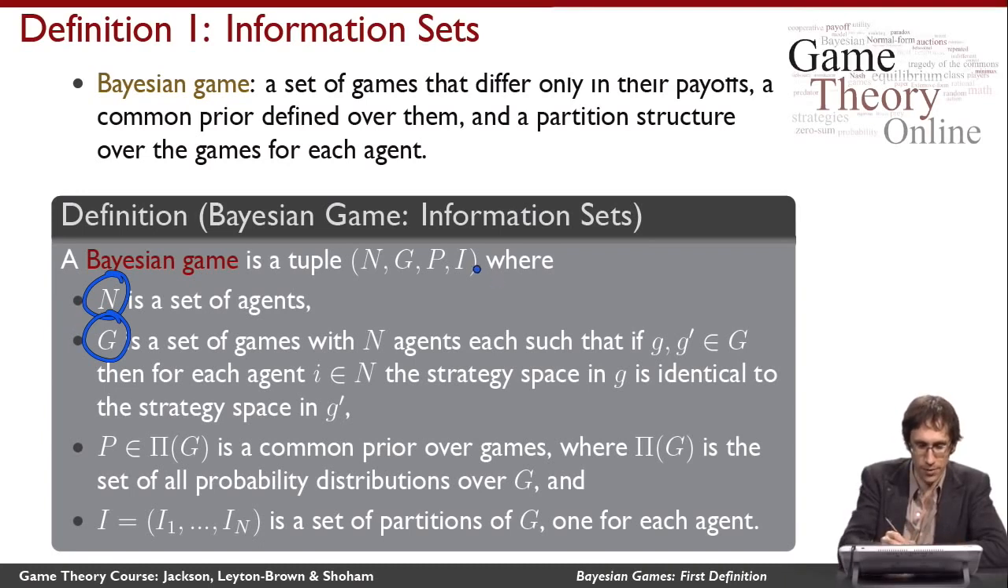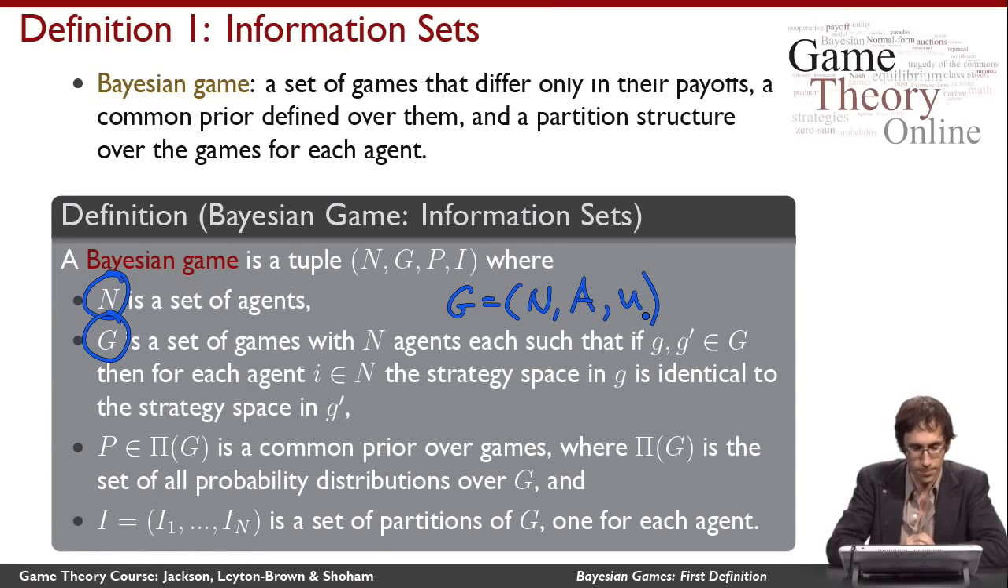Recall that a game is defined as a set of agents, a set of action profiles, a set of action sets, one for each agent, and a set of utility functions, one for each agent. So we're going to restrict this set of games here to all have in common the same set of agents and also the same action sets. So these games are going to differ only in their utility functions.